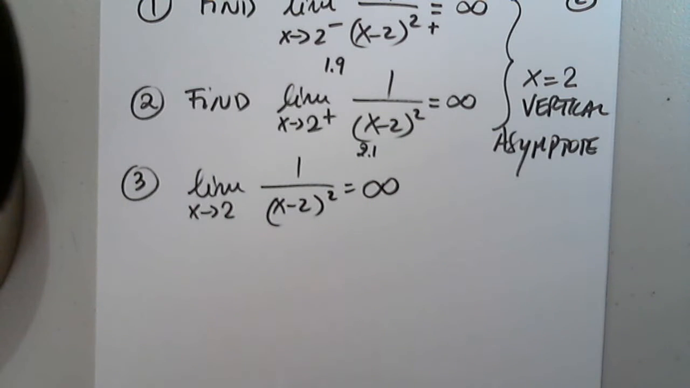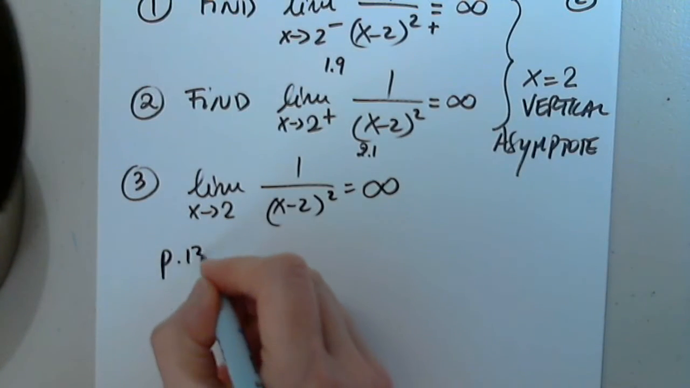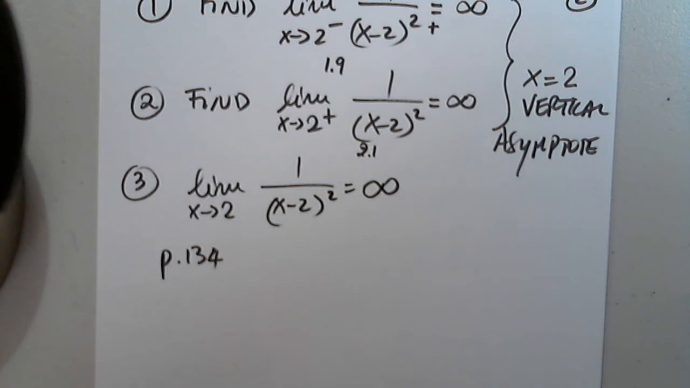We know that a symbol is not a limit. So that's why I'm saying that this does not exist, but I have to write the way it does not exist. Okay, back to 1.3. Let's take a look on page 134. Okay, so let's take a look.